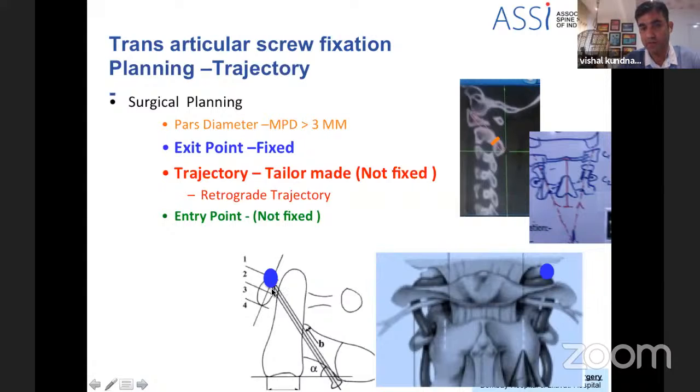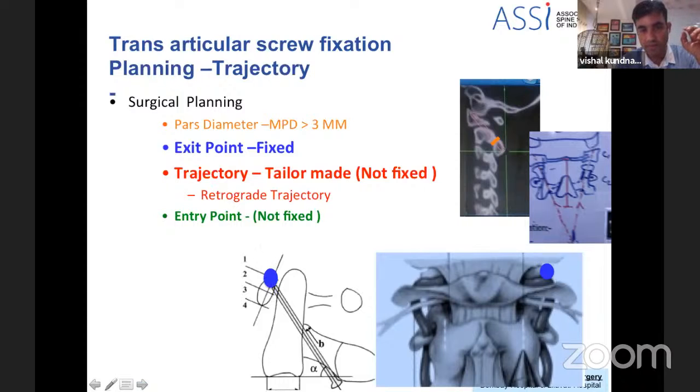So the tip of the screw where it exits, on a C-arm image, has to come here. It has to end here, and here, and here. And this end point is fixed in almost all cases. It cannot be changed, because if your end point comes in zone 3 and zone 4, that means you have already perforated the vertebral artery foramen, and the chances of a VA injury or a misplaced screw are very high. That's why your exit point is fixed in all cases.